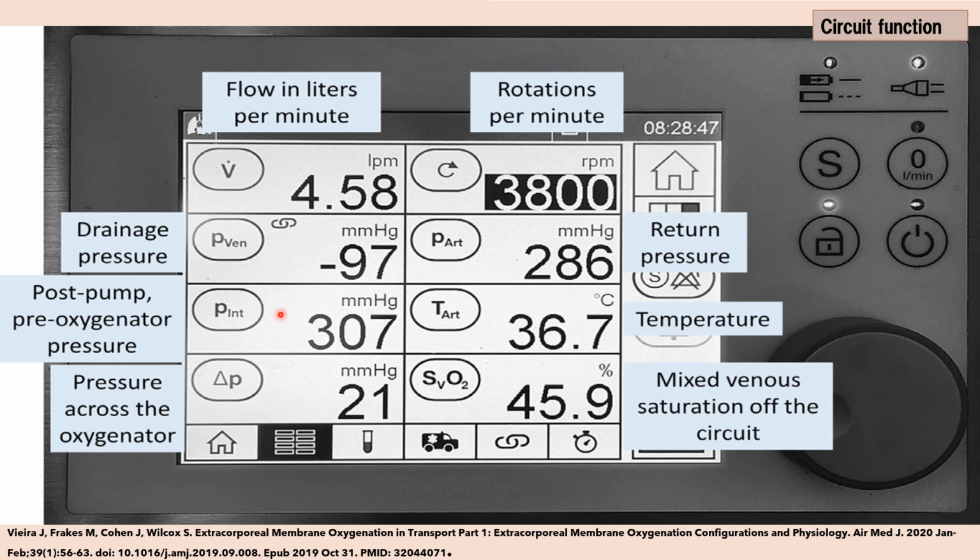The second part is P venous, or drainage pressure, which is a negative pressure. The third one is post-pump or pre-oxygenator pressure. This is arterial pressure, also named post-oxygenator pressure or return pressure. And this is delta pressure, which is the pressure across the oxygenator. Also, the console can monitor the temperature of the blood through the circuit and the mixed venous saturation of the circuit.